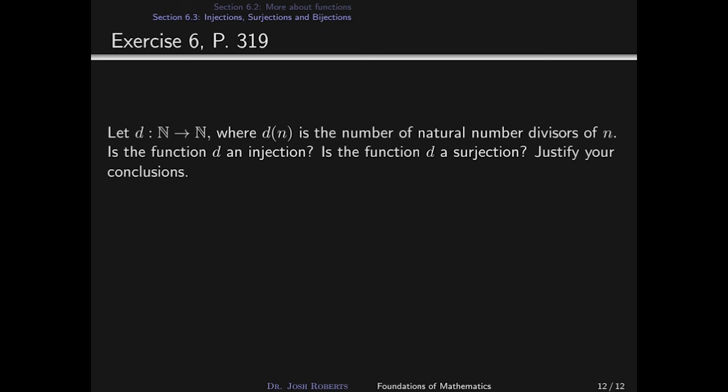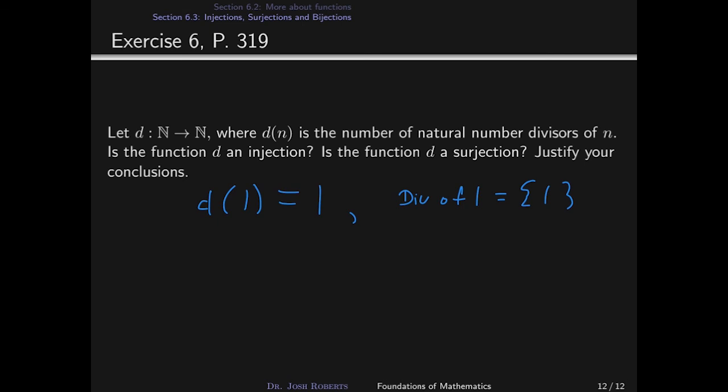What would d of 1 be equal to? Well, what are the natural number divisors of 1? There's just one. It's just the number 1. So that means that d of 1 is just equal to 1.